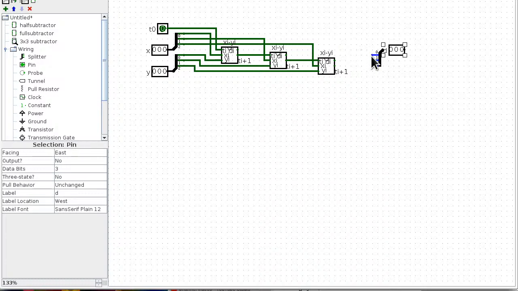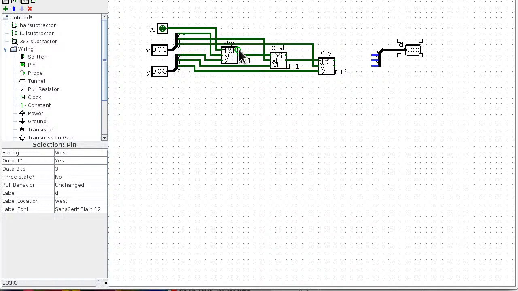And obviously, I picked the wrong pin because this is an input pin. So to flip an input pin to an output pin manually is doable. It's just a little bit of extra work. The facing is going to be west, and then the output is going to be yes. So now it becomes an output pin. All right, so here's our output pin.